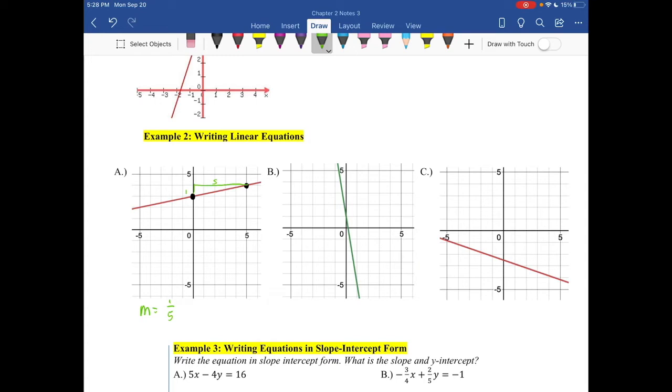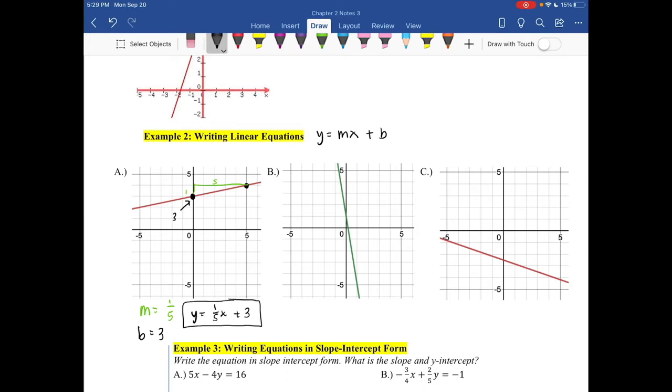Then we need to know the y-intercept, and remember that's where you're crossing the y-axis, so b is going to be 3. Then we can plug this into the general form, y = mx + b, so we'll have y = 1/5 x + 3.